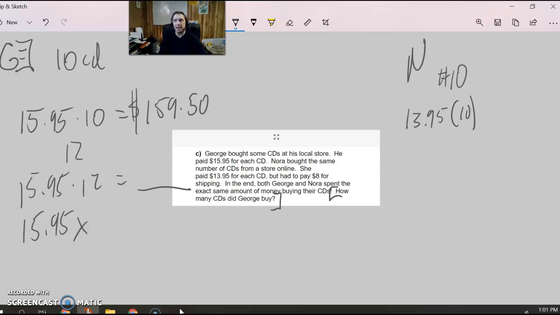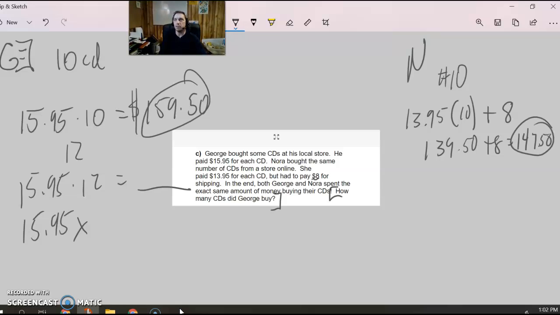And what else do we have to do for her? She said she also paid $8 for shipping. So we'd have to add $8 there. And we can figure out that would be $139.50 plus 8 gives us $147.50. That's not the same as George, right? And so our guess of 10 was incorrect. We could guess 12 again.